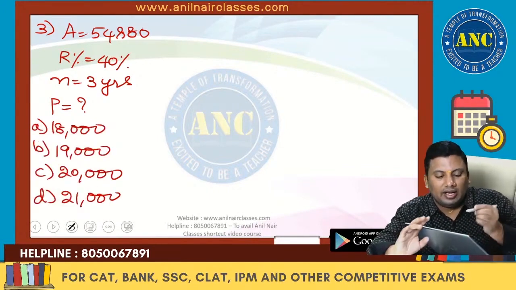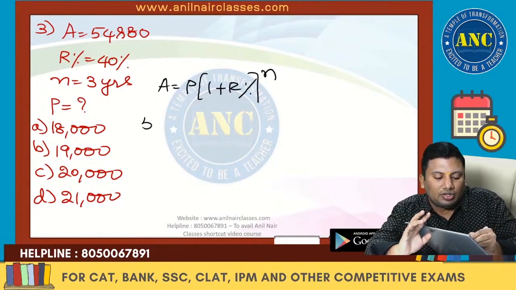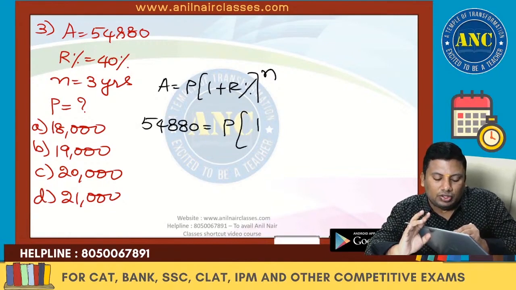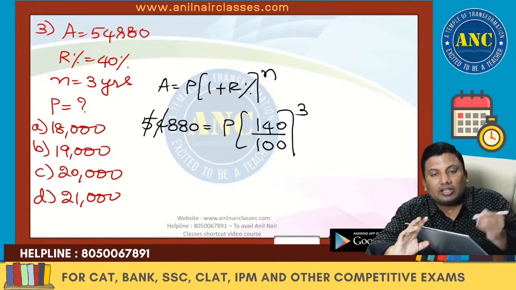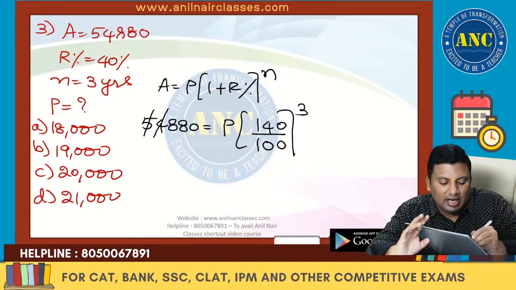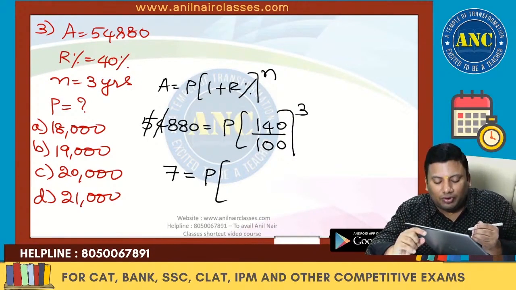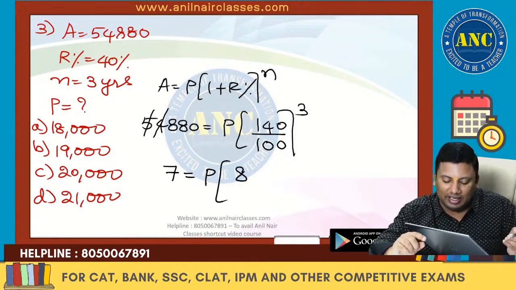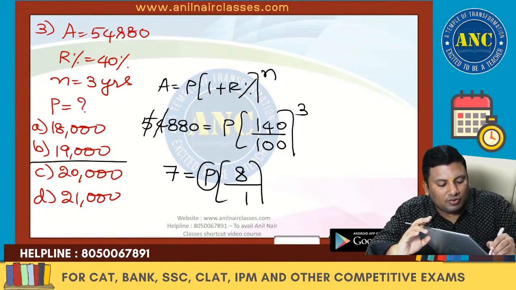Listen carefully here. Amount is nothing but P into 1 plus R percentage power N. So 54880 is equivalent to P into 140 by 100 power 3. 5 plus 4, 9. Sum of the digits 9 can be eliminated. 8 plus 8, 16, which is 7. P into 140, 1 plus 4, 5. 5 cube is 125, 8. 100 is 1. Substitute the answer option. 20,000.